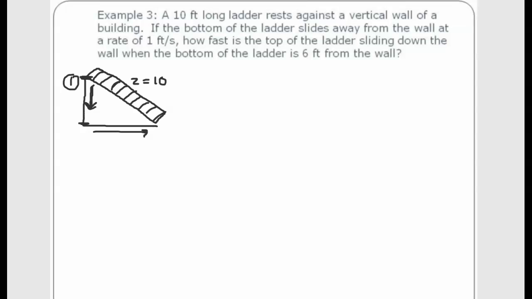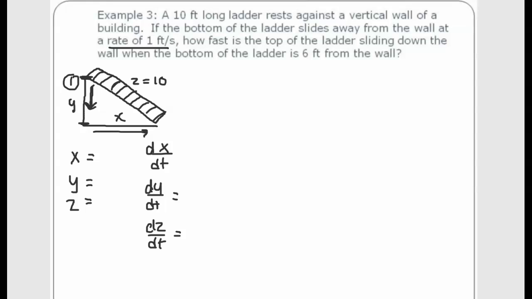Okay, so let's label the rest of this. We're told the bottom of the ladder slides away from the wall at a rate of 1 foot, so we'll call this X and this Y, because that's what they would look like on the XY plane. That means my rates are going to be dx/dt, dy/dt, and dz/dt. We know Z is 10, and we know the bottom of the ladder is 6 feet from the wall, so that's my X. So we don't know Y.